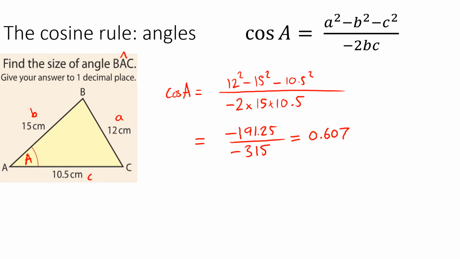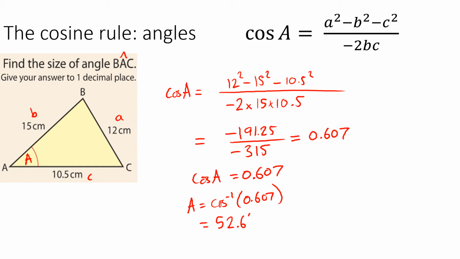But we don't want to find what cos A is equal to. We want to find what the angle is. How do we get rid of cos in this situation? Well, we've done it with SOHCAHTOA, we've done it with the sine rule. We use shift cos or inverse cos. So we are going to do cos minus 1 of our 0.607, and we're going to get 52.6 degrees. Seems straightforward enough.